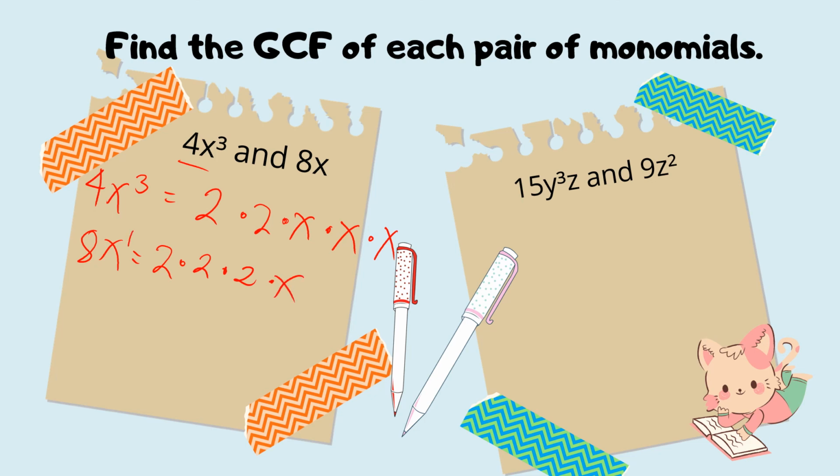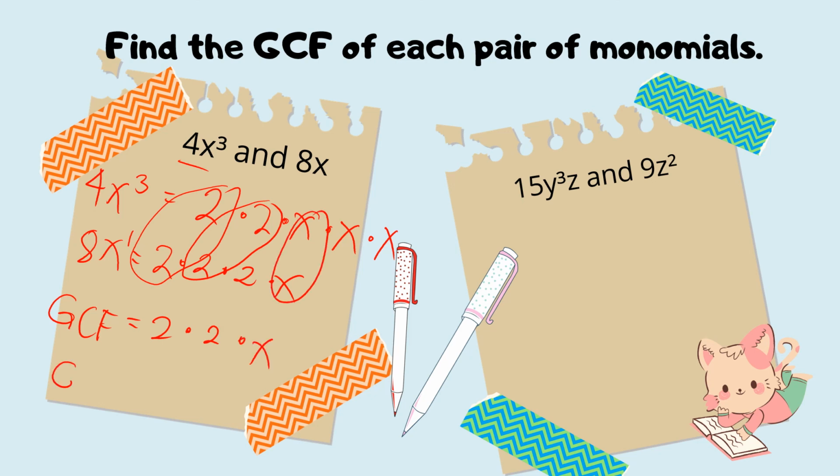So, isang x lang. So, let's now list down kung ano yung meron pares sila. Isang pares ng 2, another pair of 2, at isang pares ng x. So, therefore, the greatest common factor of the two monomials would be 4x. So, this is our final answer. So, let's now move on to the next pair.